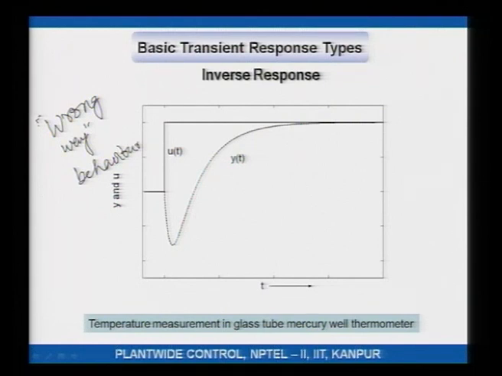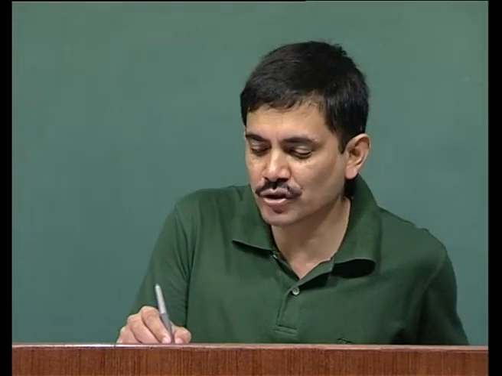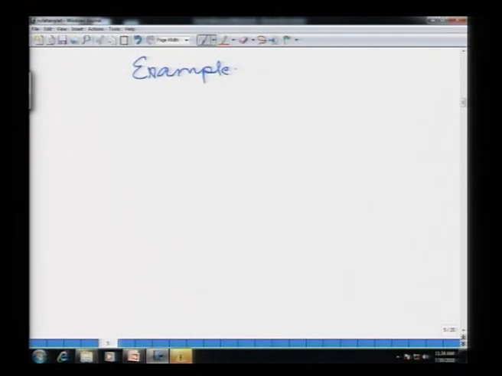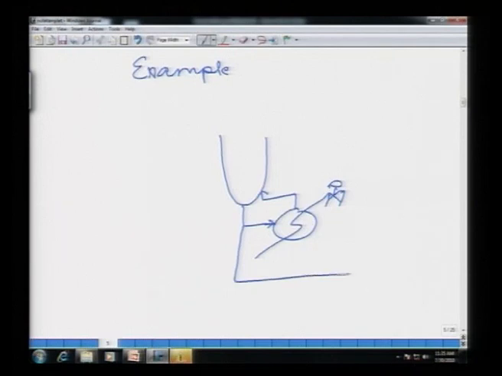Another common example of inverse response in chemical processes is the level inside a boiler. An example of inverse response, a process example of inverse response. Consider a distillation column. So, you got a distillation column, you got the reboiler where you are putting in steam, the liquid in the reboiler boils and this reboil is sent back into the column, and of course, some of the liquid is drawn out, and in the column there are trays, okay. There are trays in the column and downcomers.